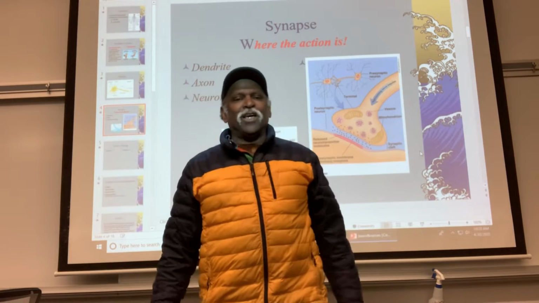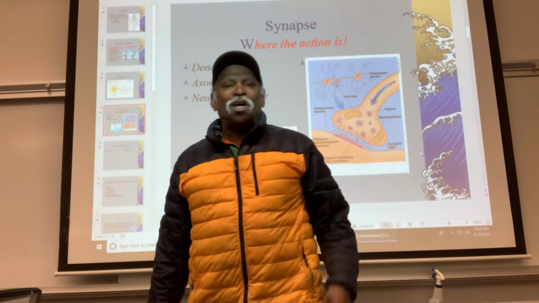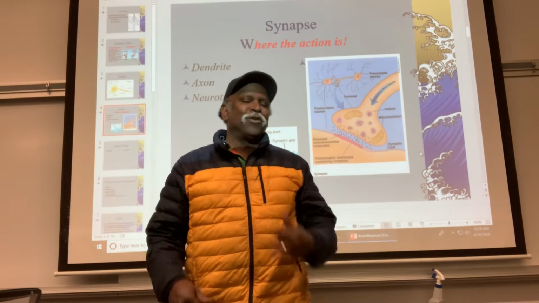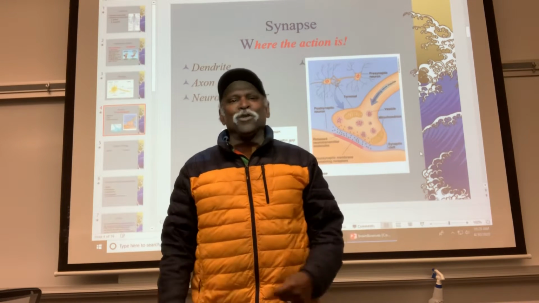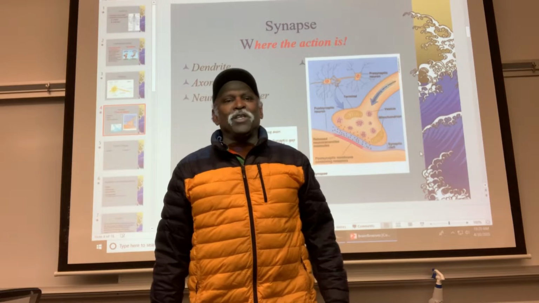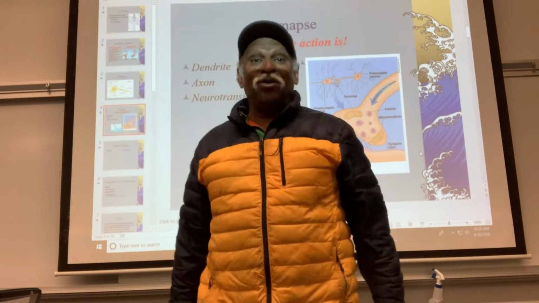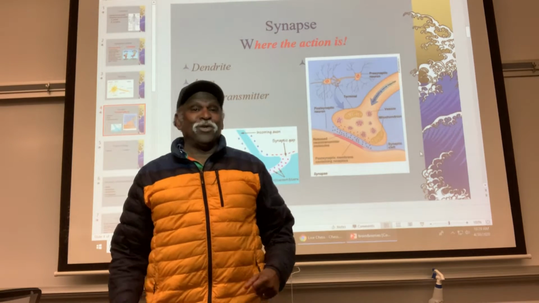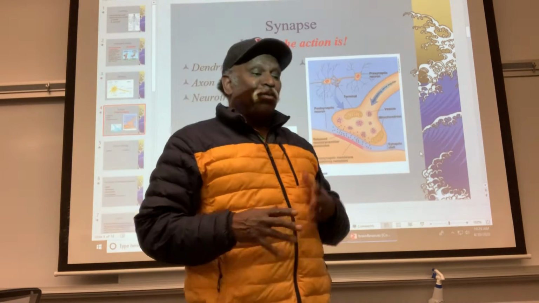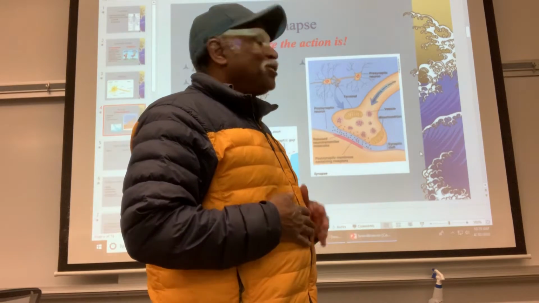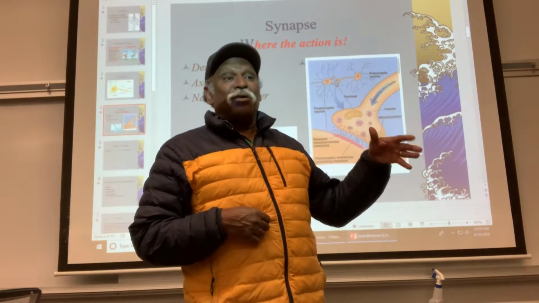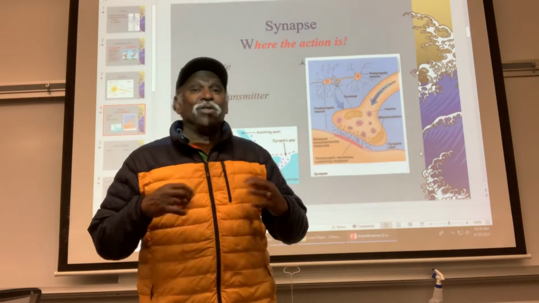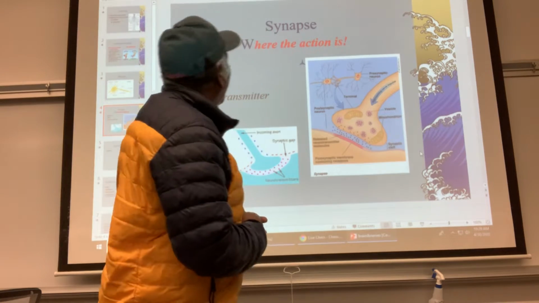In the first video, we talked about the central nervous system, the peripheral nervous system, and the two divisions of the peripheral nervous system. Then in the last video, we looked at the neuron. And the neuron, we know now, is one of the components of how messages travel from the brain to various parts of the body. And so in this section, we're going to talk about the synapse.